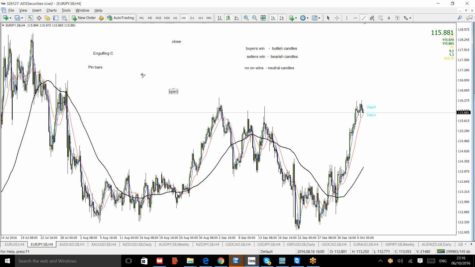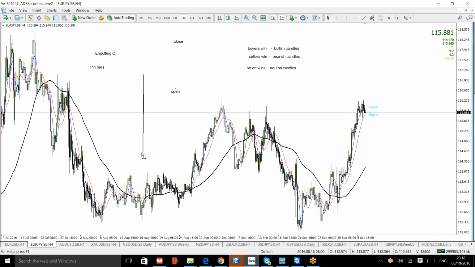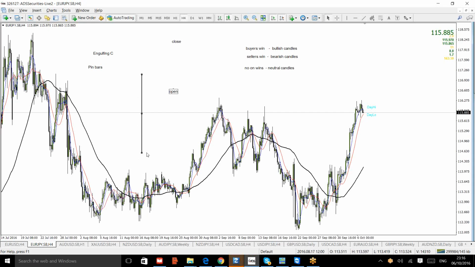Pin bars represent a pin. The wick is a pin. That's right. A hammer has a pin. A shooting star has a pin. The pin is the wick. That's why we call them pin bars. Yes. Those candles with the wick are called pin bars.